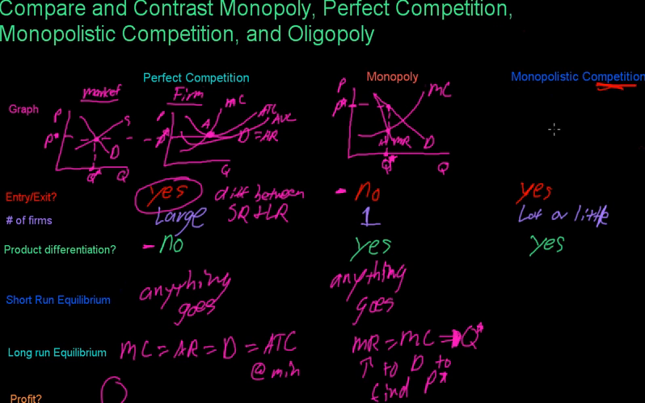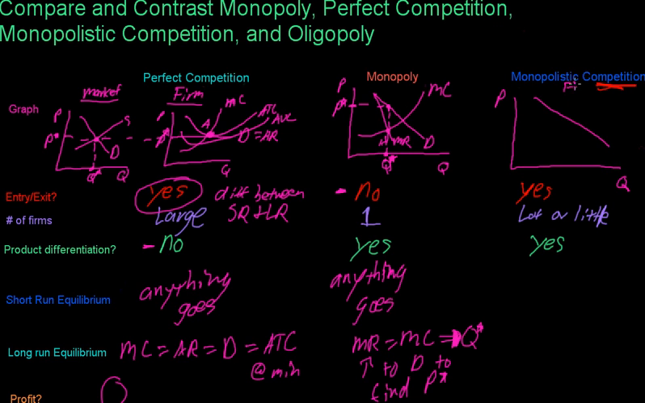So monopolistic competition, I'm just going to draw the long run diagram here because, again, kind of limited on space. But we're going to see that this is kind of like monopoly and kind of like perfect competition. So the way that it's kind of like monopoly is that the firm does have a downward sloping demand curve. So we are going to see, this is for the firm here.